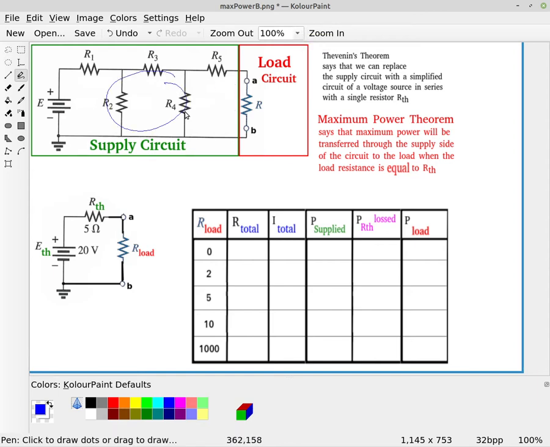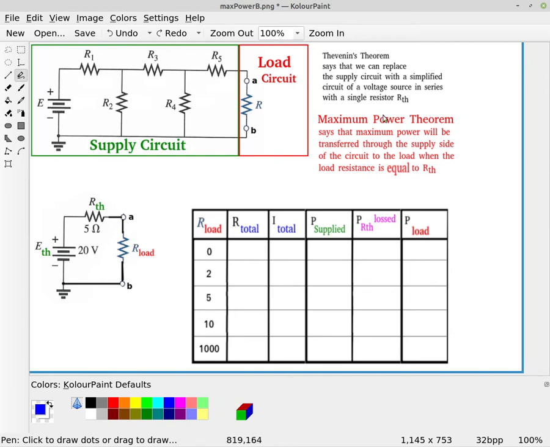like this, we can simplify that. You break the circuit up, so you break at 2 points within the circuit, call them A and B here, and the supply circuit can be replaced with a voltage supply called E Thevenin, and a resistance in series with that supply called R Thevenin.